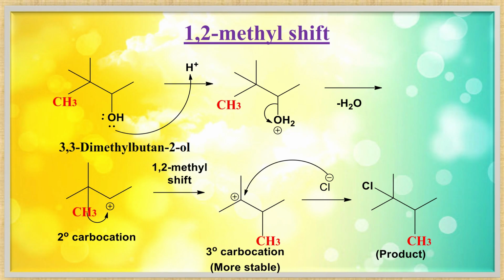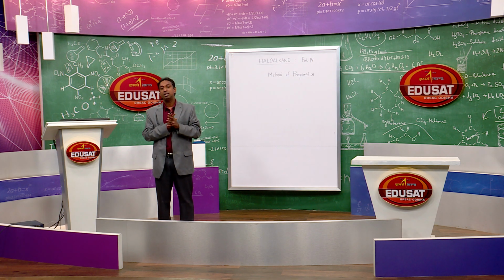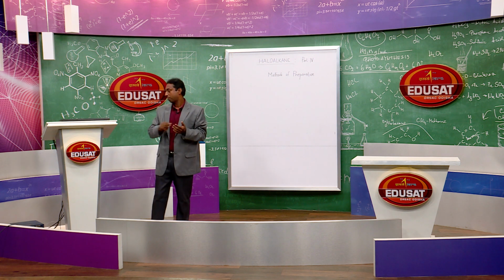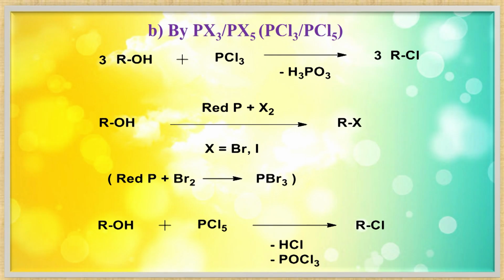The tertiary carbon is more stable, hence it is called a 1,2 methyl shift, because the methyl group shifted from the 1 to the 2 position. It is forming a more stable carbocation, and a more stable carbocation will give you the product. Next one, see the next method by using PX3 or PX5.